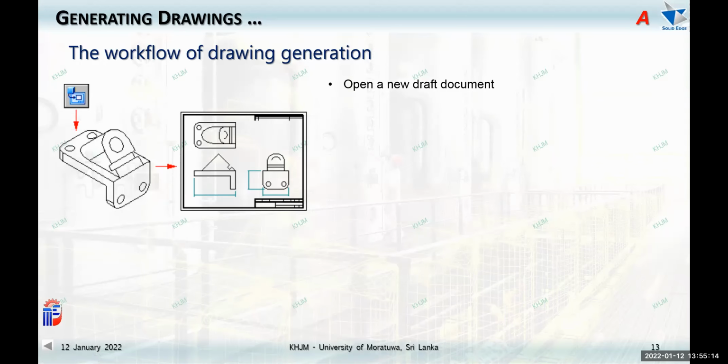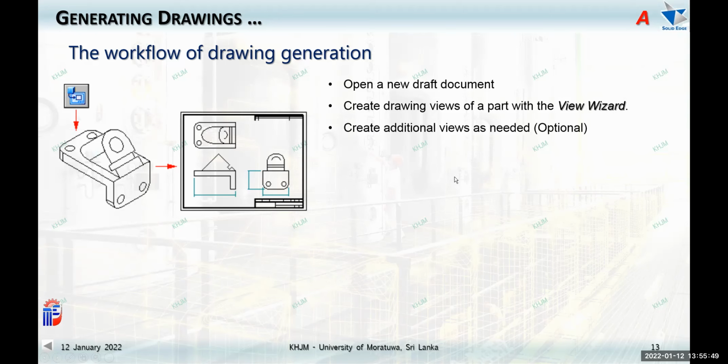You start a new document. What is the next step? It's open a new draft document. And then you can create drive views. And here we use what you call the view wizard. You can even drag and drop the part from the Explorer to the drawing sheet. That's also acceptable. But in most of the cases, we use a view wizard.